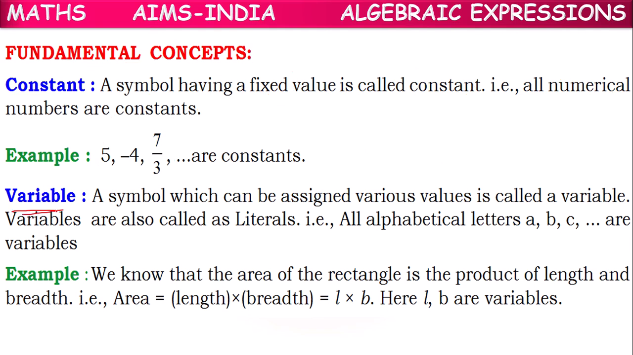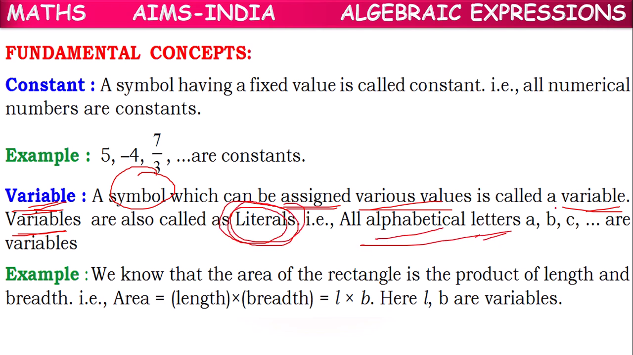Next, variable. A variable means a symbol which can be assigned various values. These variables are also called literals. All small alphabetical letters like a, b, c up to x, y, z are considered variables. In the place of the variable, in x plus y equal to 7, we can keep any value.